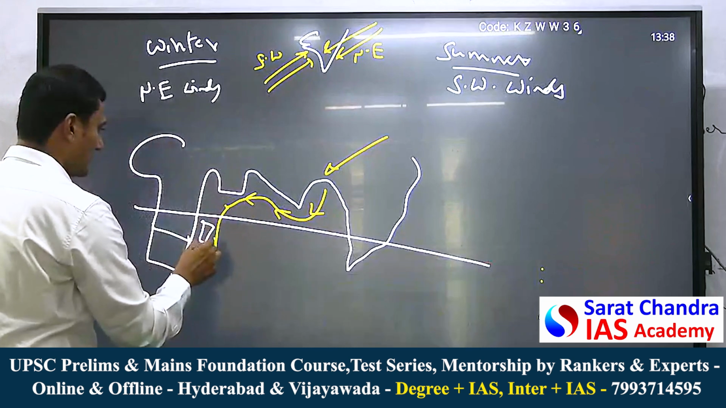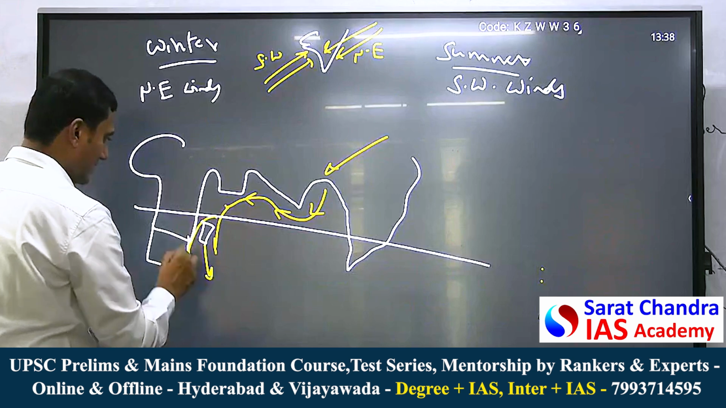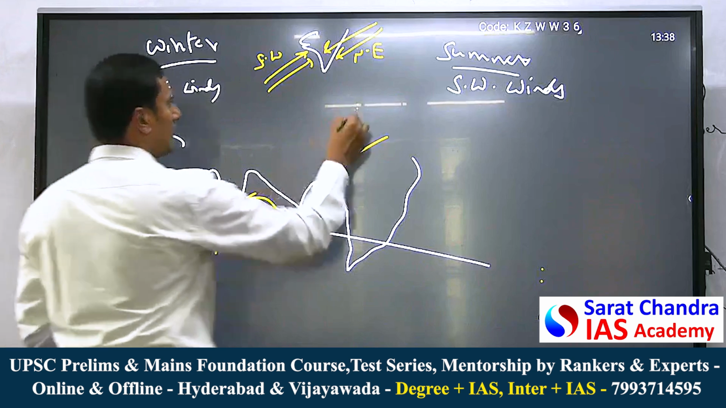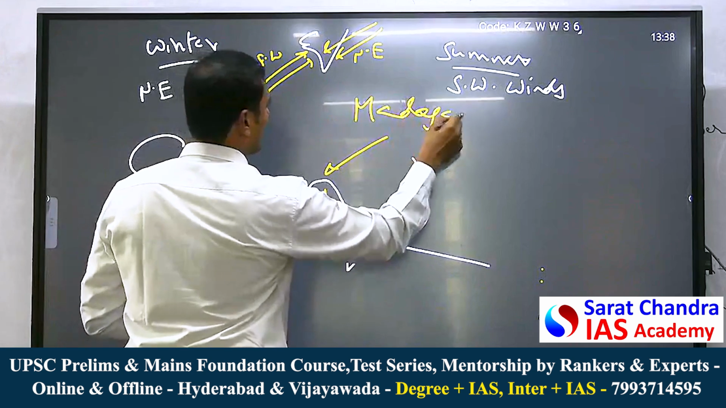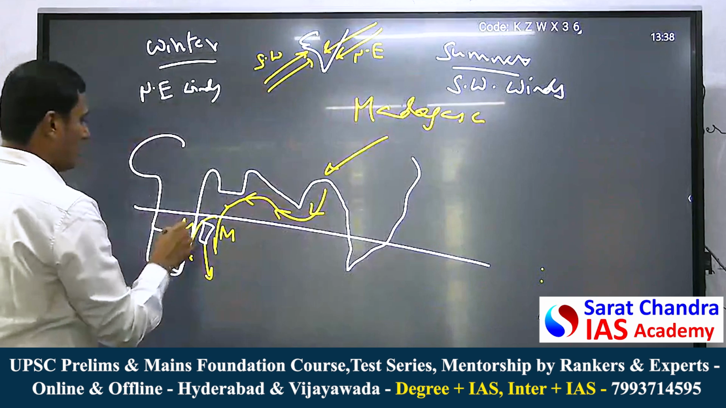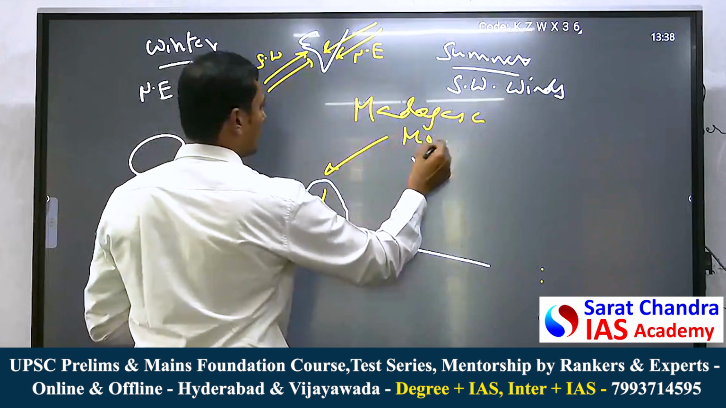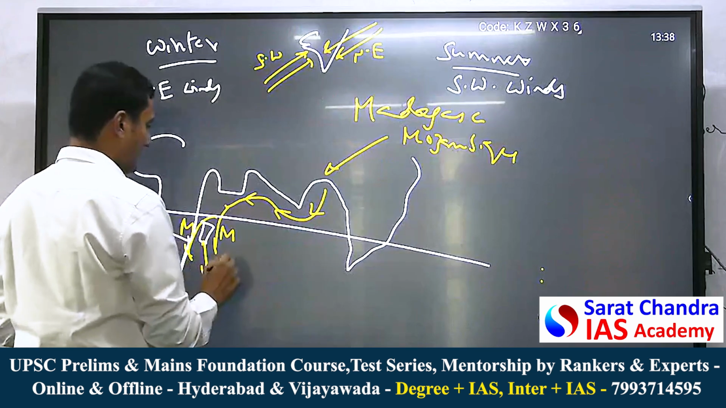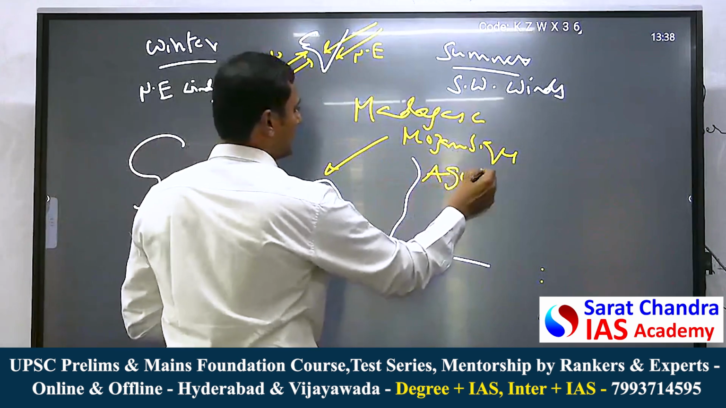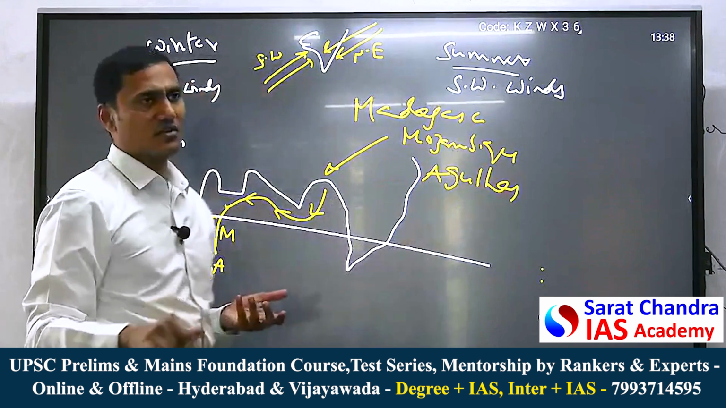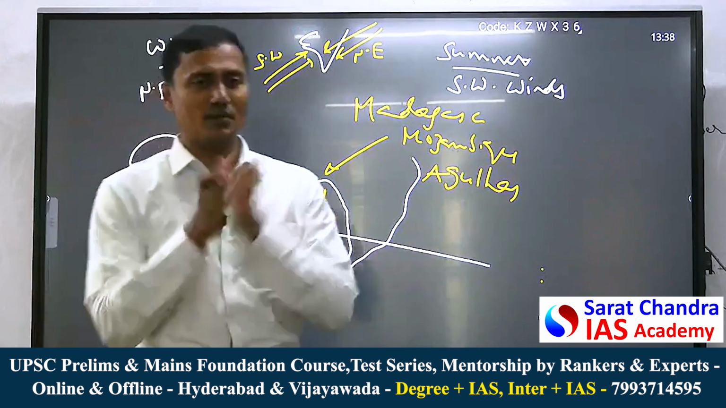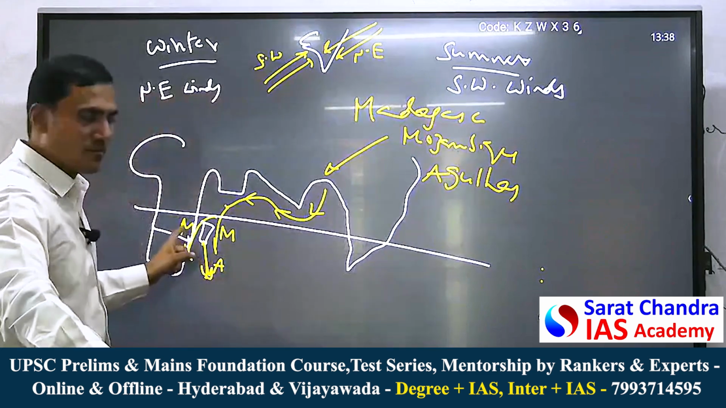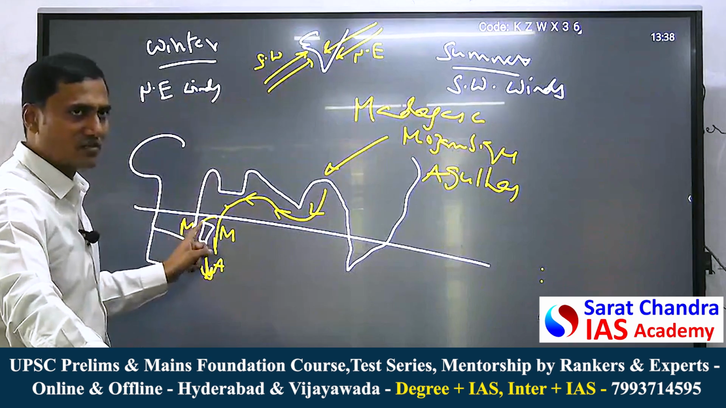The ocean current divides like this. One is called the Madagascar ocean current. This one is called the Mozambique ocean current. The other one is called Agulhas. Just three names of the places, that's all. The Mozambique ocean current is the same, but it divides in branches. One current divides in branches: Agulhas, Mozambique, and Madagascar ocean current, okay?